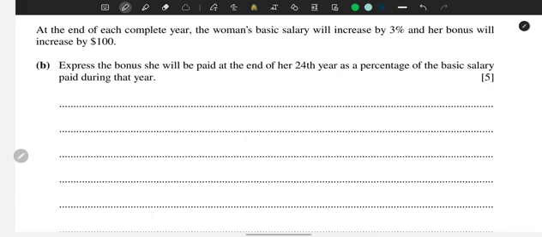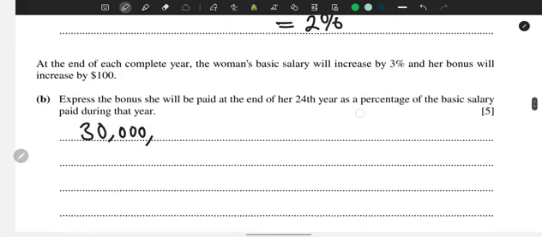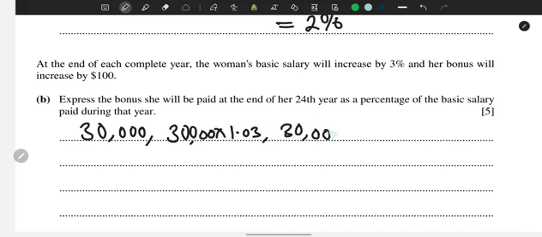Okay, so remember the basic salary for the woman starts from 30,000. That's the first salary. Okay, and the salary, from the given parameters here, will increase by 3%. Which implies that the next one will be 30,000 times 1.03, then 30,000 times 1.03 squared. So the process continues like that.